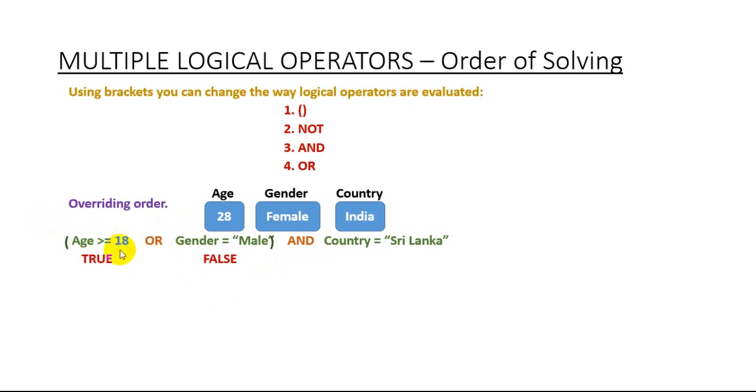So age greater than or equal to 18, true. Gender is male, false. And then it will evaluate this, true or false. So true or false will be true. This one is country equals Sri Lanka, country is India, right? So it's false. So then only the AND will be evaluated, right? Normally, if the bracket was not there, AND would have been evaluated first. But since the brackets are there, now it gives priority to the OR, evaluates that as true, and the result of this is false. Okay, so that is by way of using the bracket.